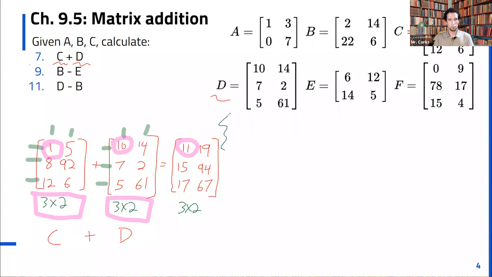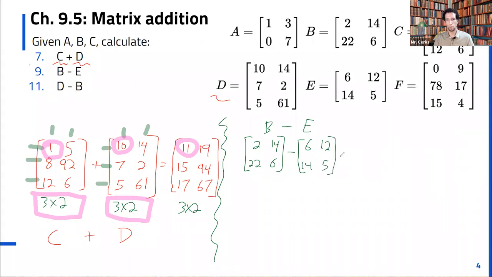Let's do the next one. B minus E. So matrix, let's write this up here. B minus E, which is 2, 14, 22, 6, and minus E, 6, 12, 14, and 5. What's our result? -4. 2 by 2. It will be 4, -4, 2, 12, 2, 2, 8, 1. Okay, that's it. We're just subtracting. Nothing surprising, nothing tricky here.